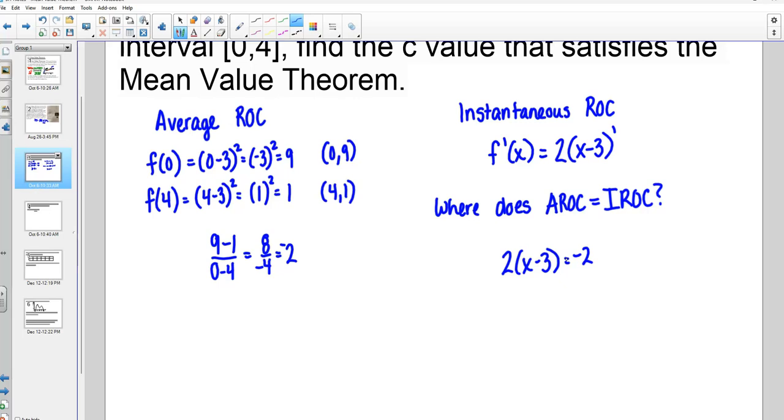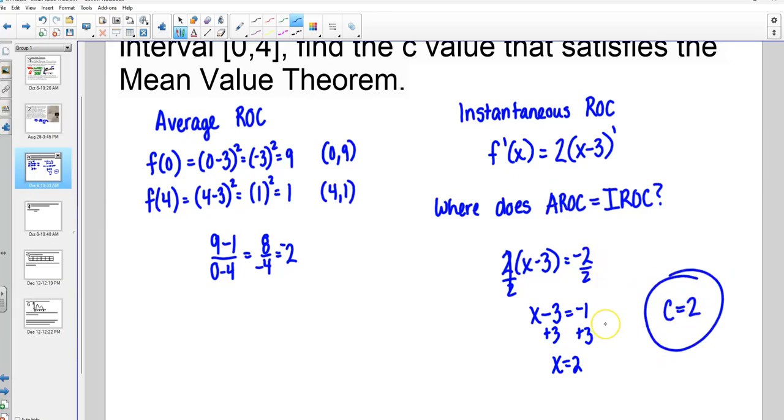And so what are we going to do to solve that? Divide by 2. Or you could distribute if you want, doesn't matter, but I'd divide by 2. So you get x minus 3 equals negative 1, and then we just have to add the 3. And we get x equals 2. That is, in fact, on our interval from 0 to 4, right? So the c value, they asked for a c value. Your c value is just 2 right there.